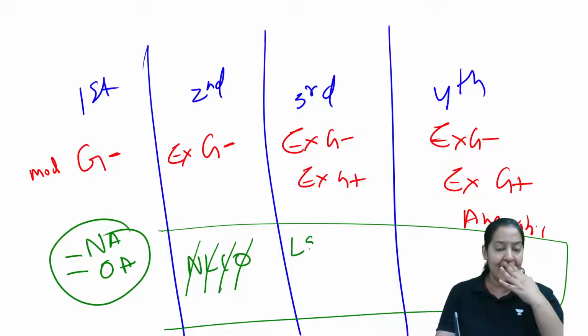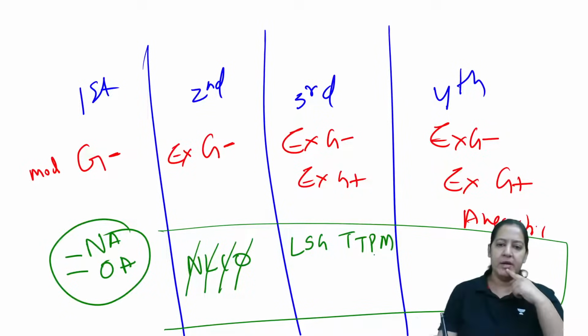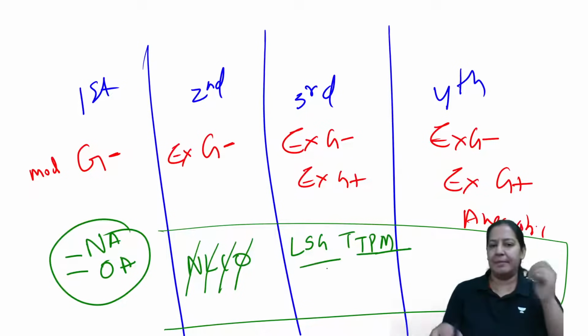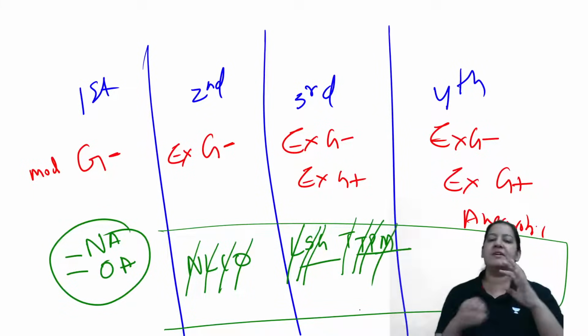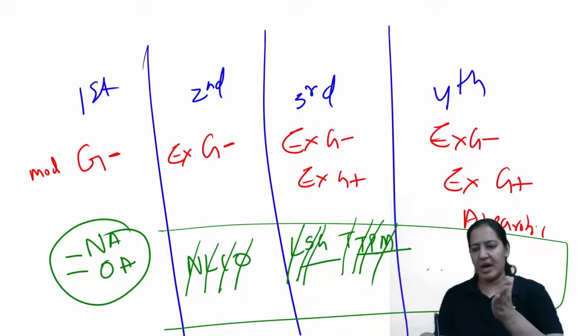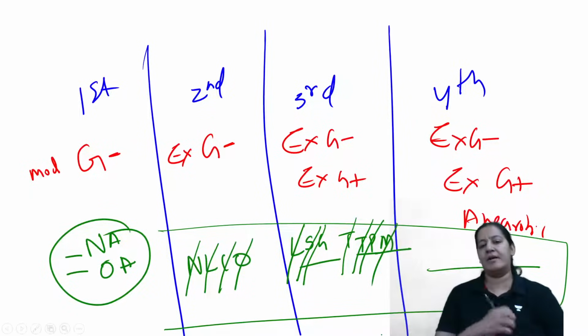In the third category, LSG, TT, PM, right? This was the mnemonic. So PM, TT, LSG. Make some mnemonic, right? So it is Levoflox, Sparflox, Gatiflox, Trovaflox, Temaflox, P-flox, Moxiflox. In the fourth generation, I don't remember the name, but make some mnemonic and learn it.